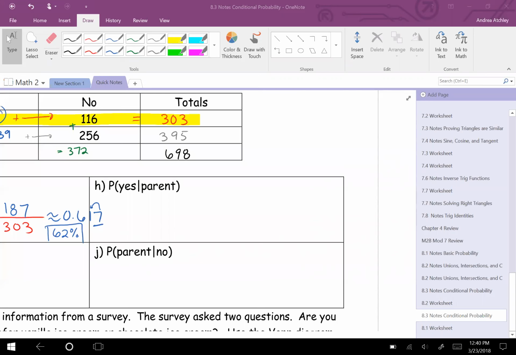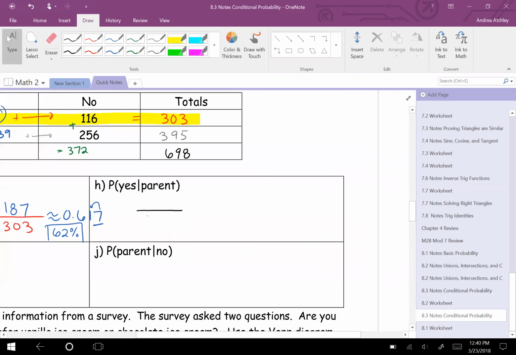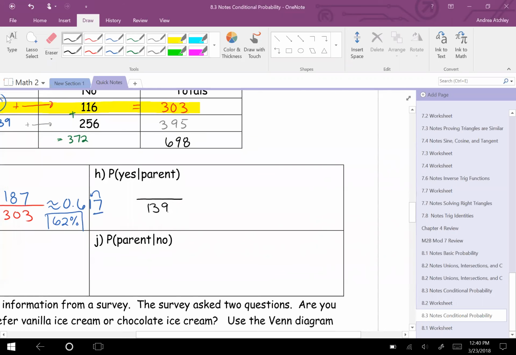Okay, Alyssa, what did you get for H? Okay, what was your fraction? 139. Oh, sorry, on top. 139 over what? 395. And that gave you about 35%, you said?